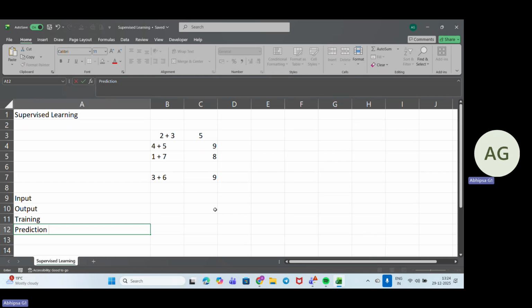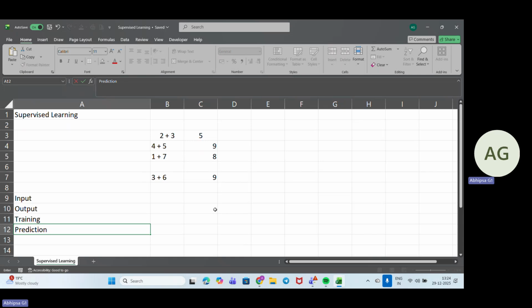Okay, so input, what is this input? Input is the information that we are giving to our machine or computer. So it's like the numbers or features, whatever we are giving to our system. Output is the answer we want the computer to learn.